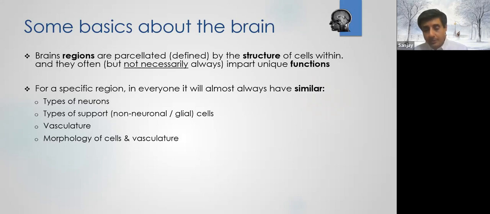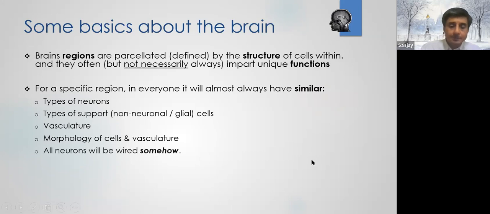So when we go from person to person, it will be shared, but it's also unique to that region. And then all of the neurons within that region will be wired together somehow. And I bolded that word somehow because that's a very key idea of the type of wiring that will exist in that region. We'll go into that in a later slide. But that idea I want everyone to understand and remember, that the way that the neurons are wired is a very, very important part of the brain.